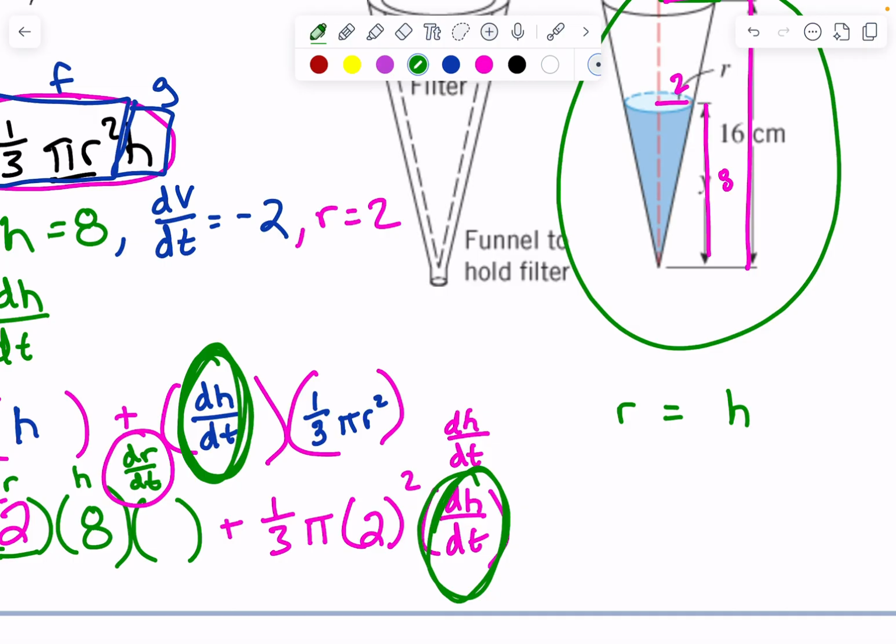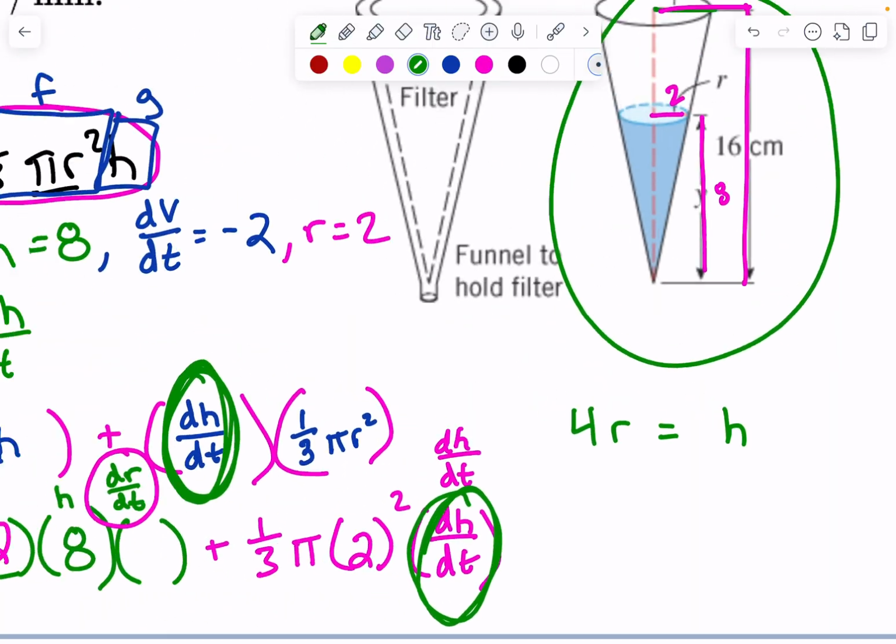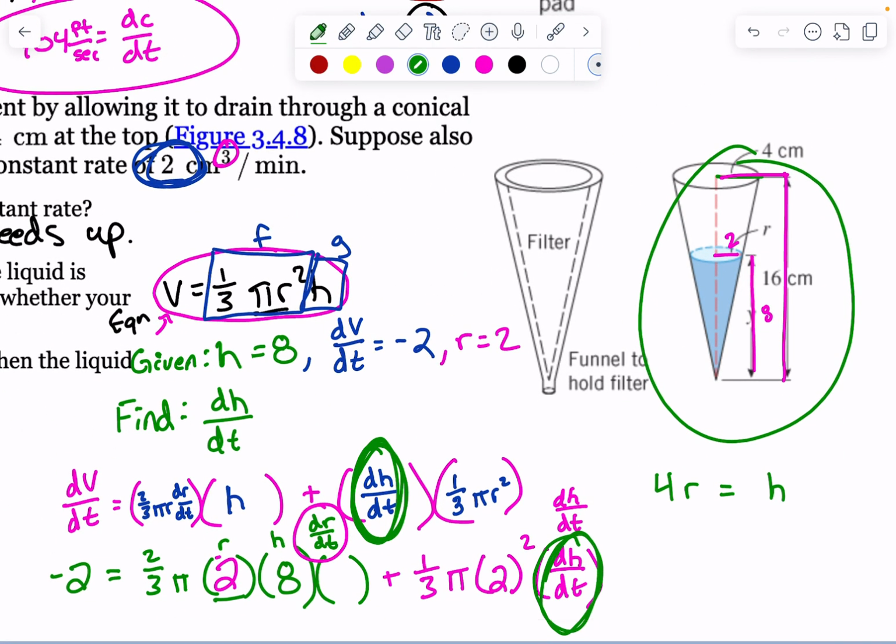Where do you want to put the 4, or 1/4? 4. So 4R equals H. Yeah, so we know that's going on. Now here's the little tidbit. Radius is 4, the height is 16. So it changes. When it's 8, the height is always 4 times what the radius is. Should we switch it to 1/4? Yeah, that might be easier. Let's go 1/4. That's fine.